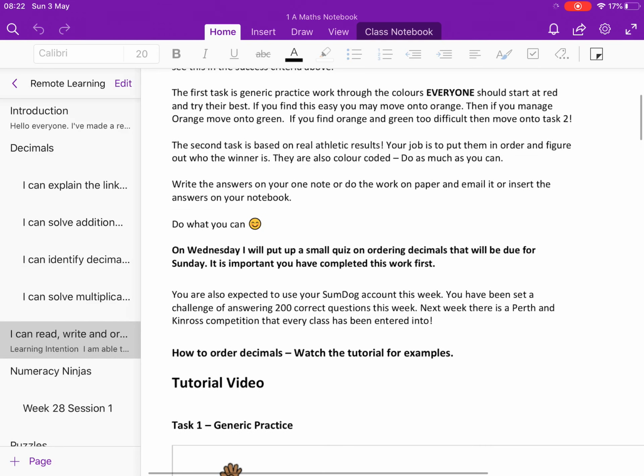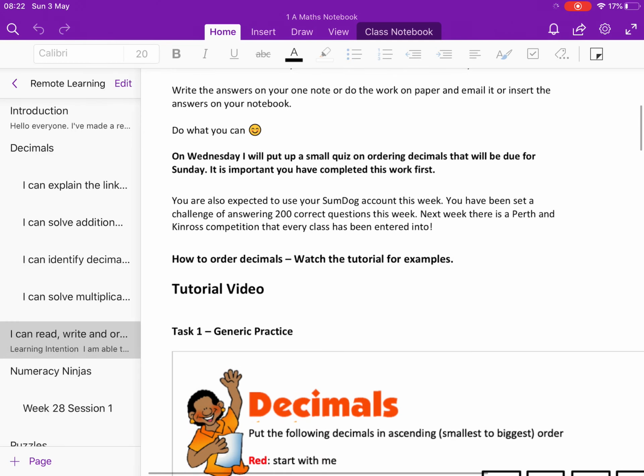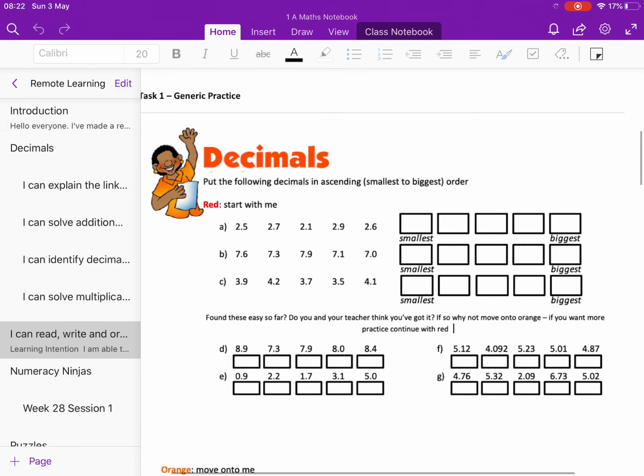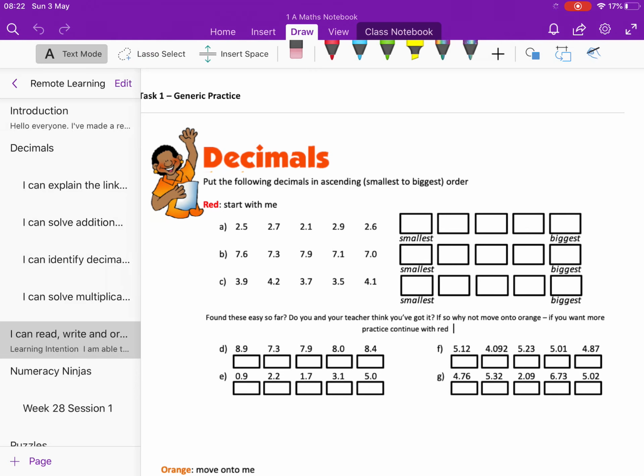I'm going to talk you through the tasks and show you them, and then I'm going to go on and do a few examples. Again, the tutorial link will be put in here. So here we go, task 1. All you need to do is write your answers into here in the correct order. That's what we're looking for. You can do that for every single question.